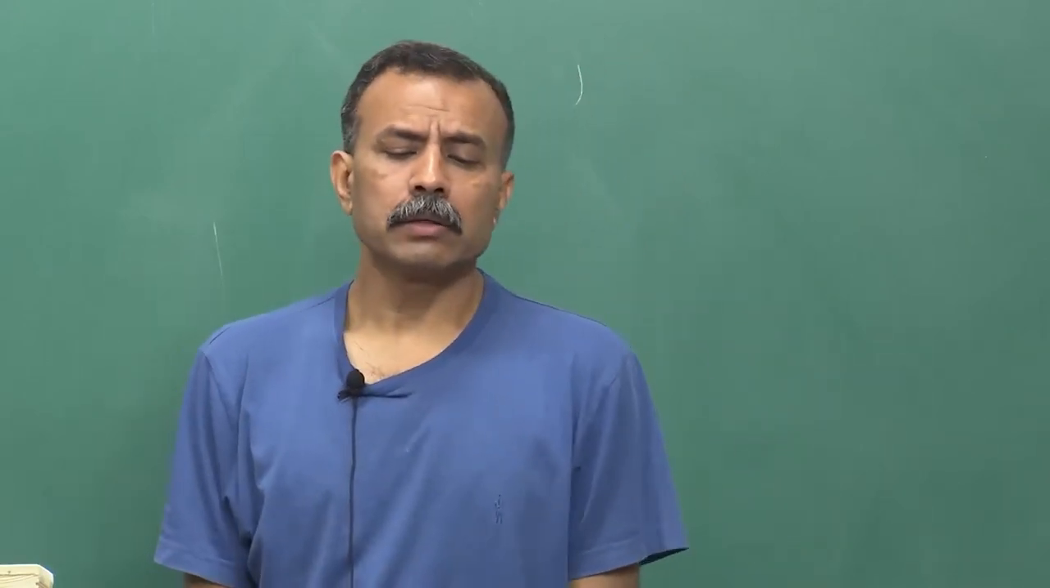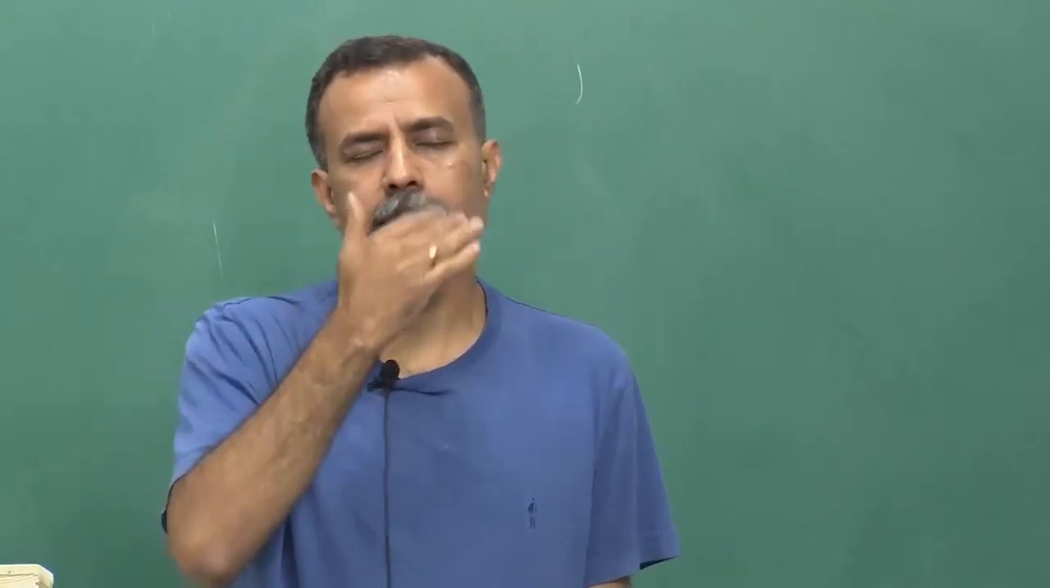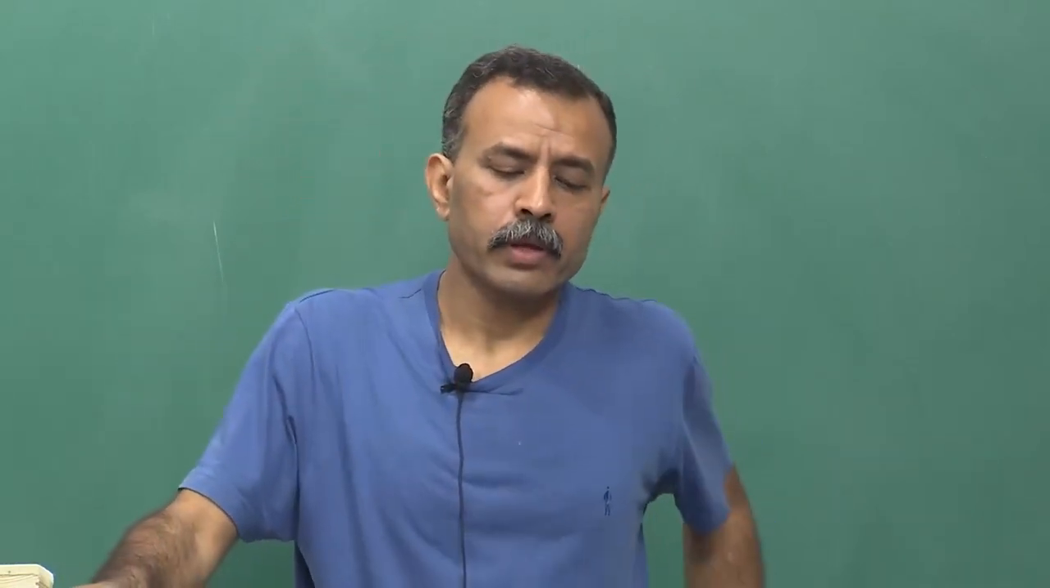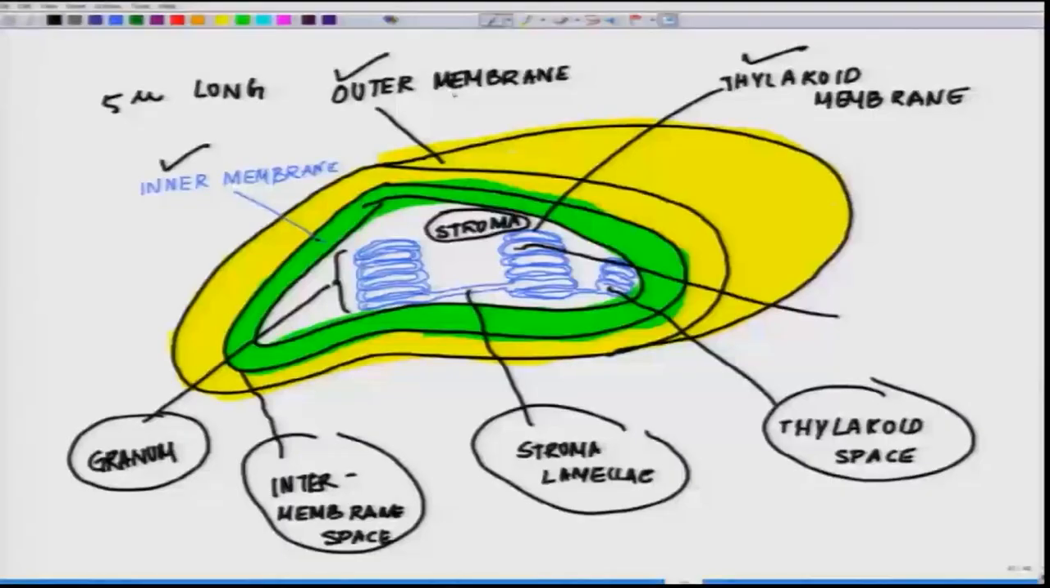So, coming back to the structure of the chloroplast. This is what we talked about. The chloroplast has three different kinds of membranes: the inner membrane, the outer membrane and the thylakoid membrane. And we talked about three different kinds of spaces: the space between the inner and the outer membrane, between the green and the yellow; then the stroma; and then the thylakoid space, which is within the thylakoid membrane.